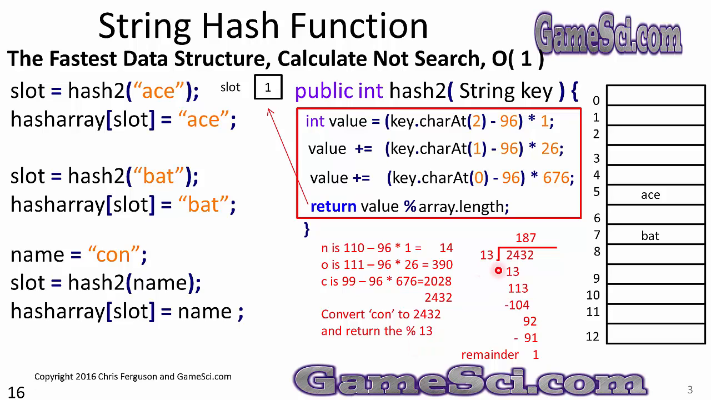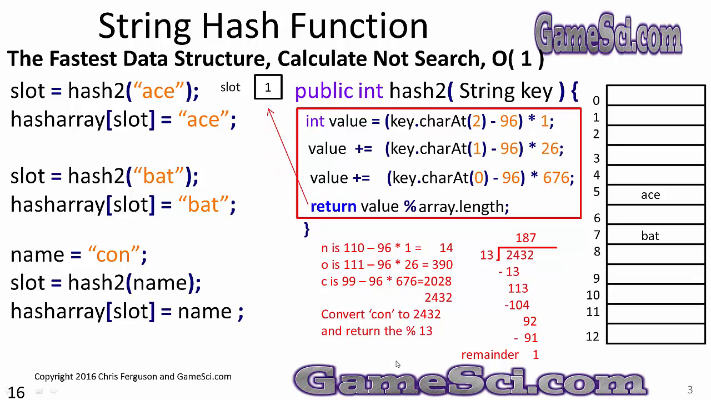Well, here's the math. 13 divided into 2432 is 187. Again, I'm subtracting out the result, dropping down the 3 into 113. It goes into it 8 times, subtracting out the 104, remainder of 9. Take the remainder of 9, drop down the 2. 7 times it goes into 92, and we calculate finally a remainder of 1. 2432 divided by 13 produces a remainder of 1, and that's what we're going to assign to the variable slot.